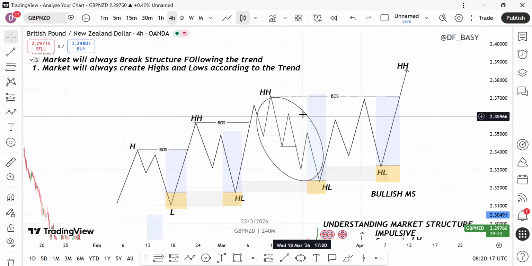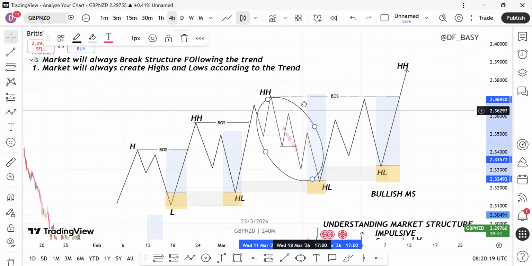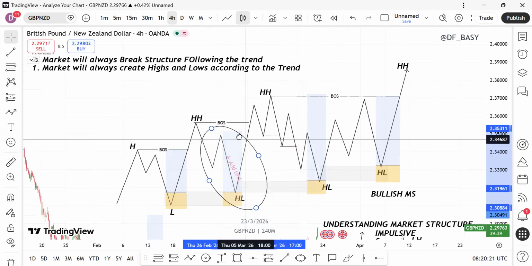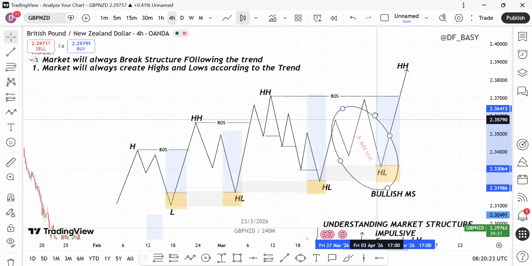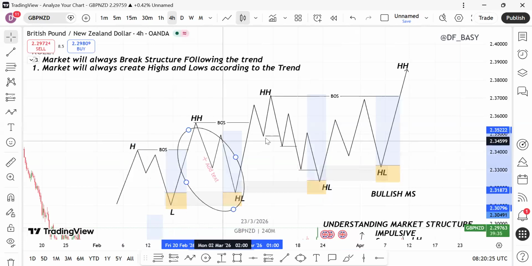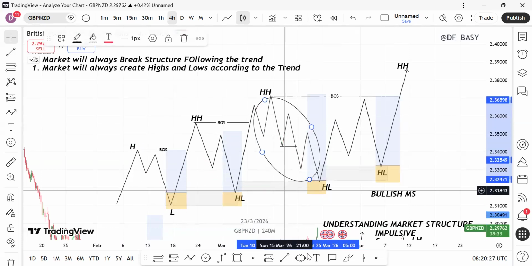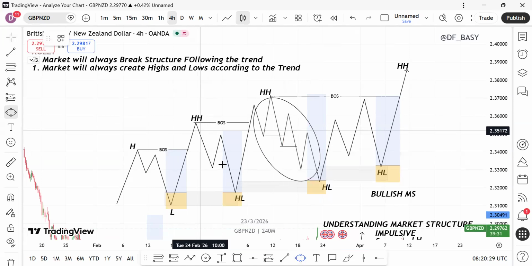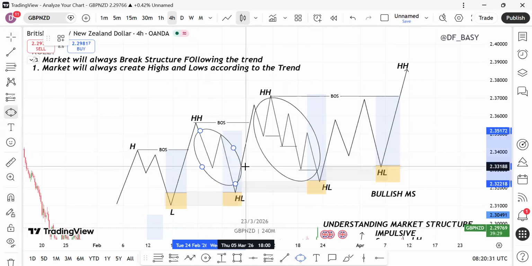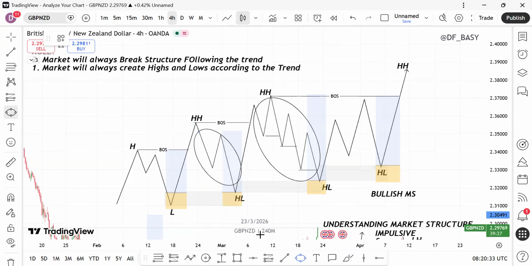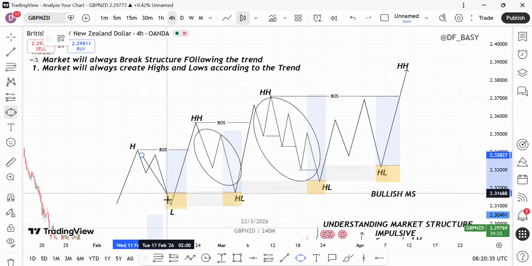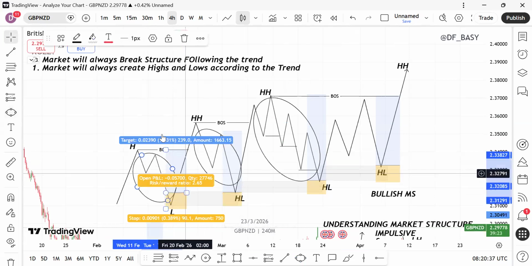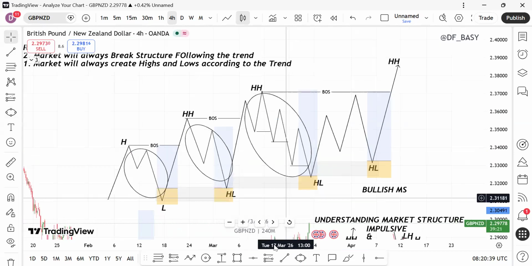Well, so what I was saying here, this is a corrective move. This guy is a corrective move. This guy here is a corrective move, right? This guy over here, this is a corrective move. That guy too is a corrective move. That guy is a corrective move. Where do you have your impulsive move?